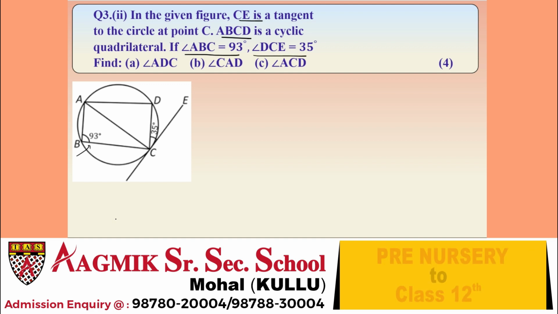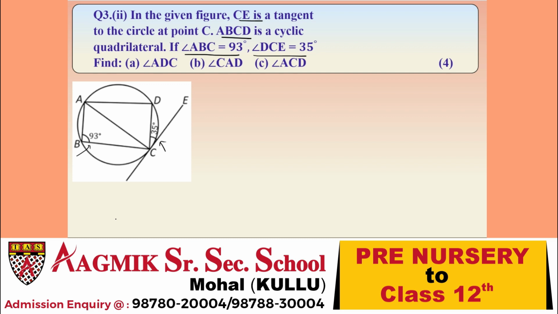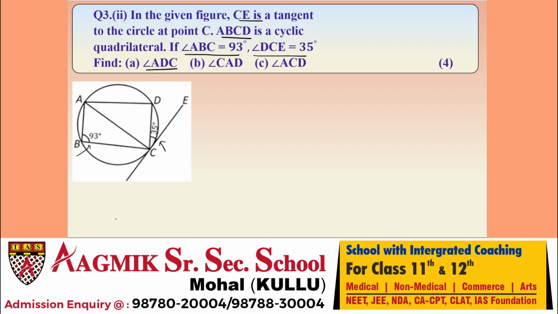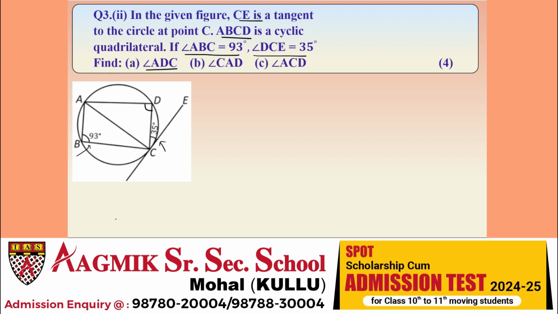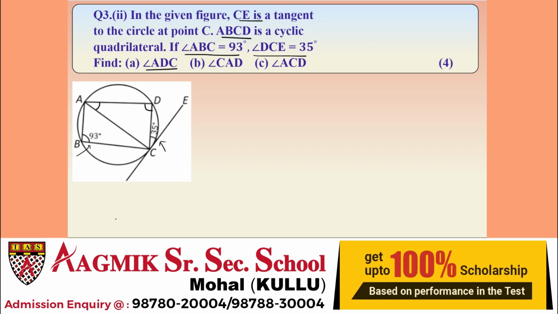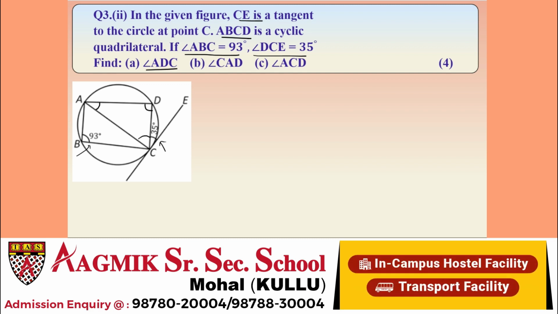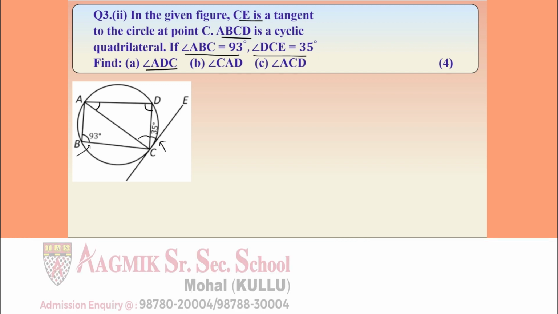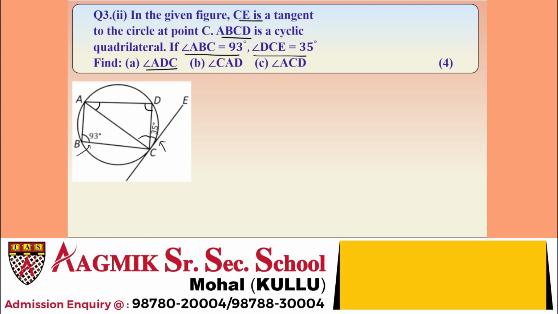DCE is 35, so this angle is 35. We need to find ADC. ADC is this angle. Then CAD. CAD is this angle. Then ACD is this angle. So all these angles we need to obtain. First of all, look here. How can we obtain angle CAD?